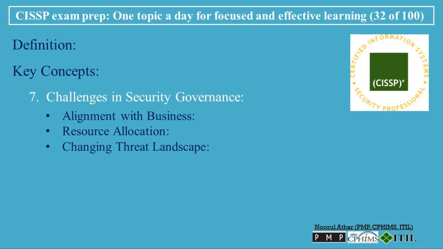Changing threat landscape. Security governance must be flexible enough to adapt to new threats, technologies, and regulatory requirements. This requires continuous monitoring and the ability to pivot quickly when new risks are identified. Cultural challenges. Building a strong security culture across the organization is a challenge. Governance must promote security awareness at all levels, ensuring that employees understand their role in maintaining security.